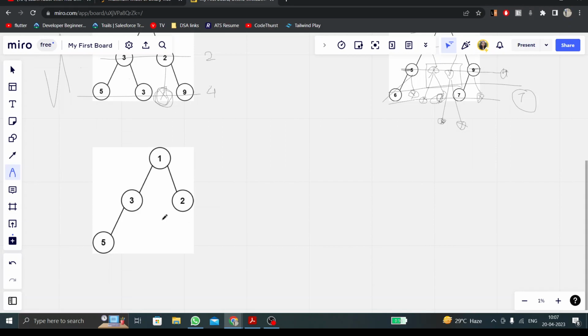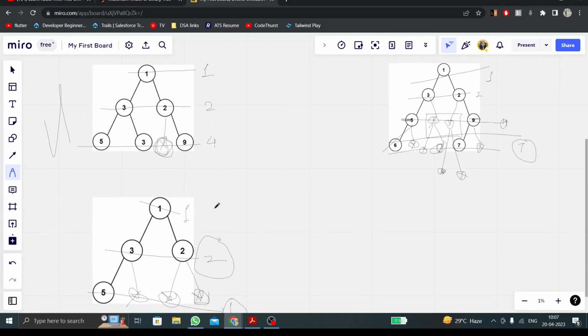Let's consider this question. In this level, we have one node. In this level, we have two nodes. And in this level, we'll only consider one node, since these null nodes are not coming in between any two non-null nodes. Okay, so in this level, we'll only consider one. So this is the maximum width in the tree. So 2 would be the answer. In this case, 4 would be our answer. In this case, 7 would be our answer.